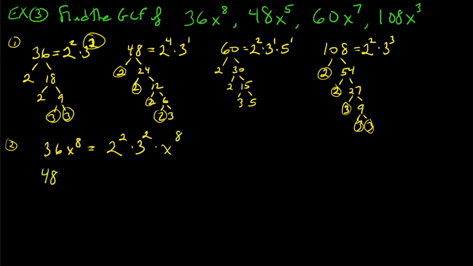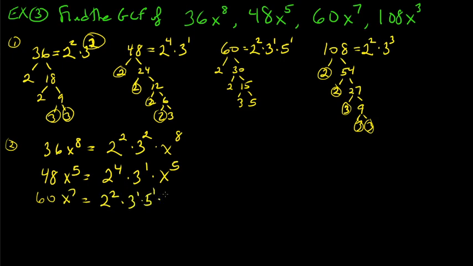Right. So 48x to the 5 is going to be 2 to the 4 times 3 to the 1 times x to the 5. 60x to the 7 is 2 to the 2 times 3 to the 1 times 5 to the 1 times x to the 7. And finally, 108x to the 3 is 2 to the 2, 3 to the 3 times x to the 3. Right? So now we have everything to find the GCF.